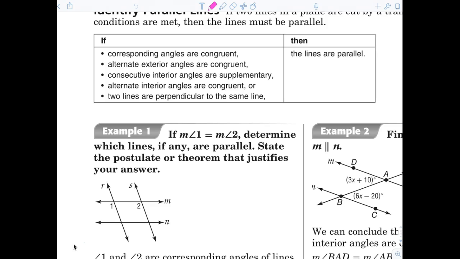Now, that's true if you say they're in the same plane. Everybody agree with that? They have to be in the same plane. Now, again, those are all the different possible ways. Those are all the different possible ways.